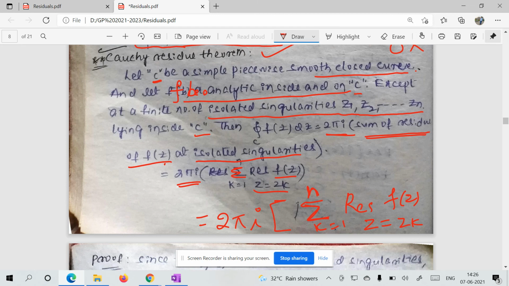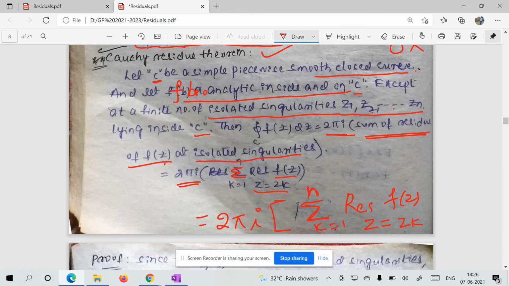If f(z) is not analytic at the points z1, z2, z3, ..., zn, then we have to find the residues of f(z) at those points, where the function is not analytic.